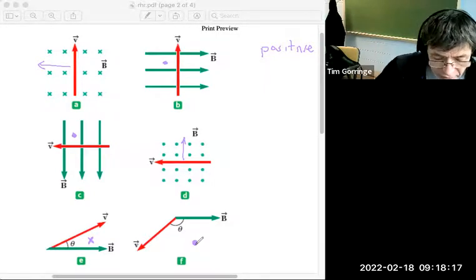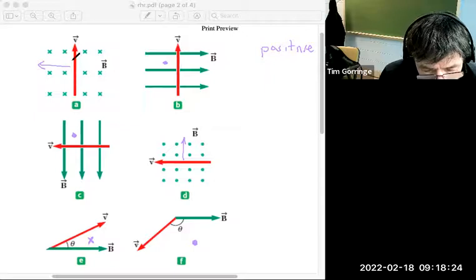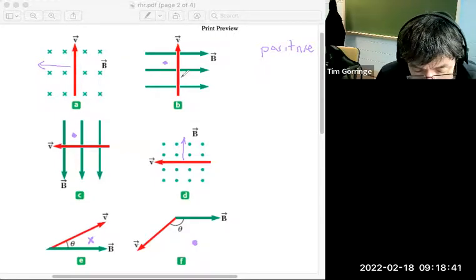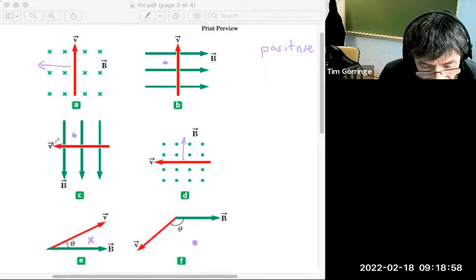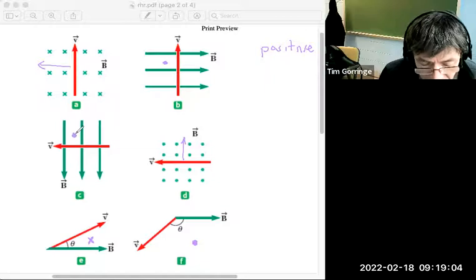And so let's double check that that's true. In A, the velocity vector is up, the magnetic field vector is in, and the force vector is towards the left. So that is at right angles to both the velocity vector and the magnetic field. In B, the velocity vector is up, the magnetic field is towards the left, and the magnetic force vector is out of the page. Again, that's at right angles to the velocity vector and the magnetic field. In C, the velocity vector is towards the left, the magnetic field's down, and the magnetic force is out of the page. Again, it's at right angles to the 2 other vectors.